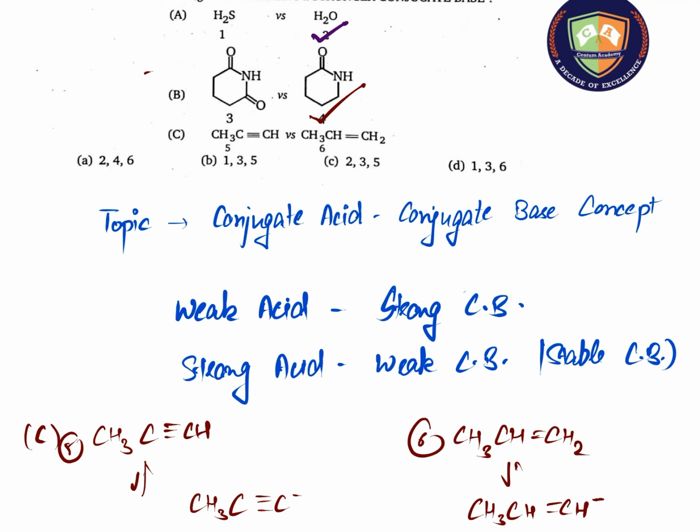Option C's fifth structure is sp hybridized. The more the s character, the more the acidic strength. For the sixth structure, we have sp2 hybridization. Here the s character is less, so it would be less acidic. So the sixth structure is less acidic. Weak acid means strong conjugate base, so our answer would be 6. So the answer should be 2, 4, 6, option A.